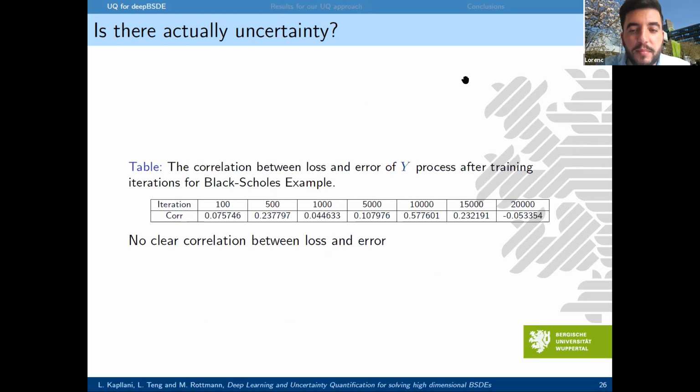Moreover, in this table, I also show the correlation between the loss and the error. Here, the loss is just for the Y process. We can also do it for the Z, but I did it only for the Y here. And we can see that there is no clear correlation between the loss and the error, which gives even more importance to considering uncertainty quantification.